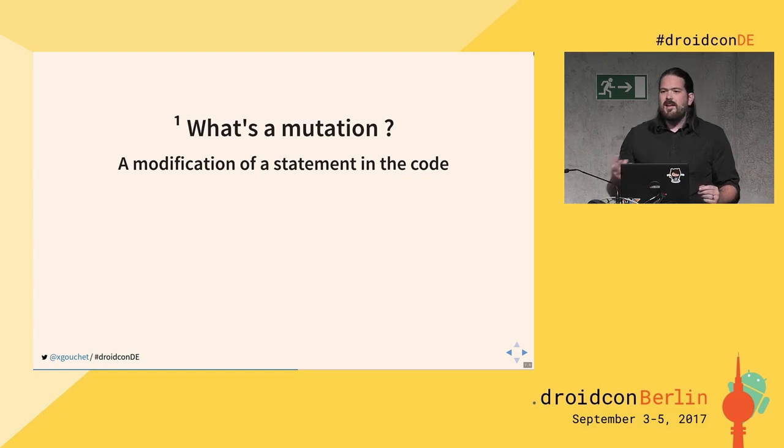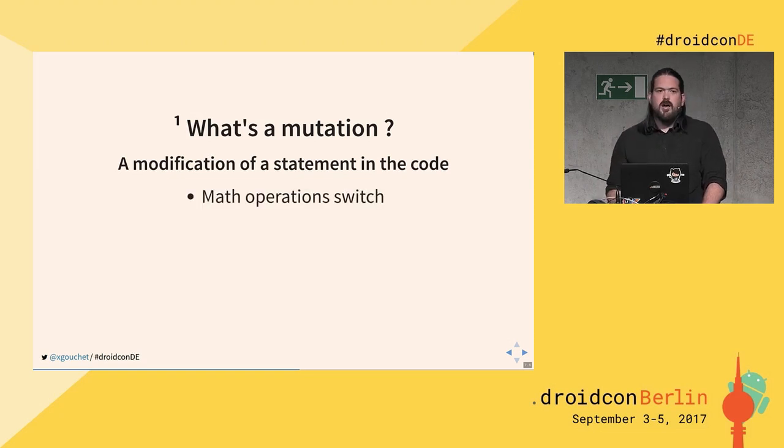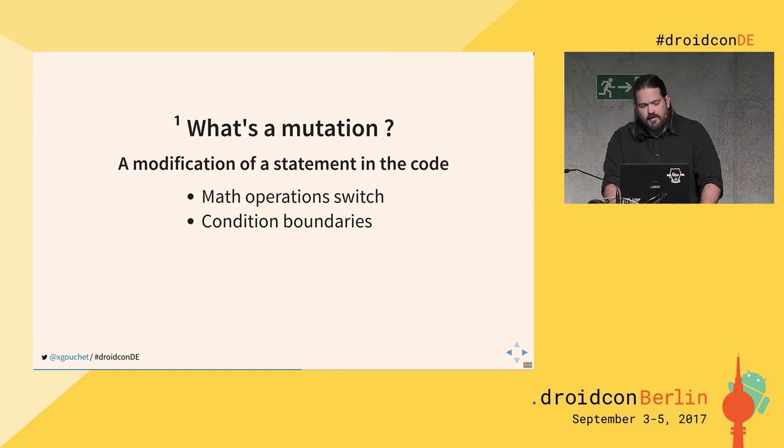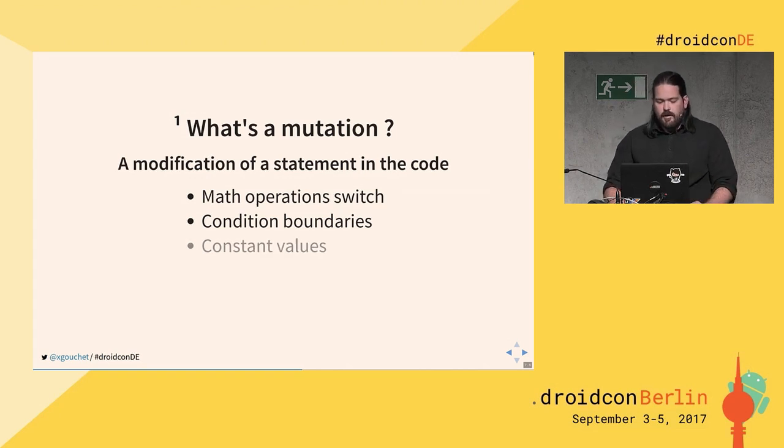So let's talk more about what a mutation is. A mutation is a modification of a statement in the code. So basically, anything that is a statement in your code can be modified. Some examples: you can change the math operation. For instance, if you have a plus b, you're going to change it into a minus b. If you have a times b, you're going to change it to a divided by b. You can change the condition boundaries, like changing greater or equal into just greater. You're going to change equals into not equals, stuff like that.